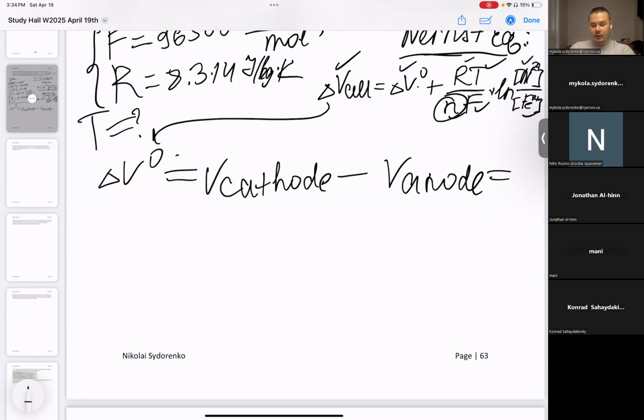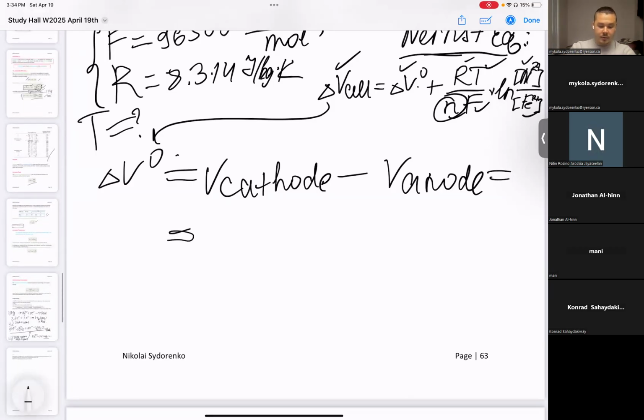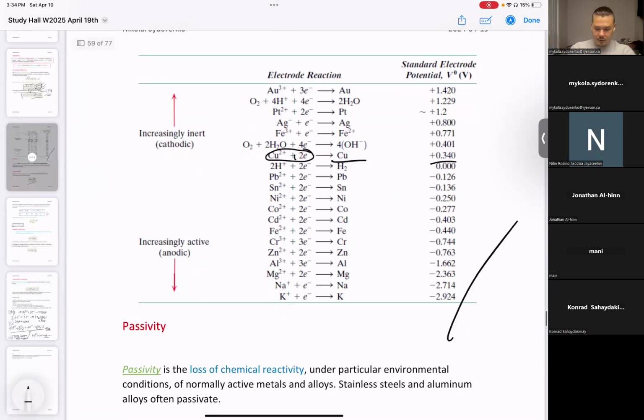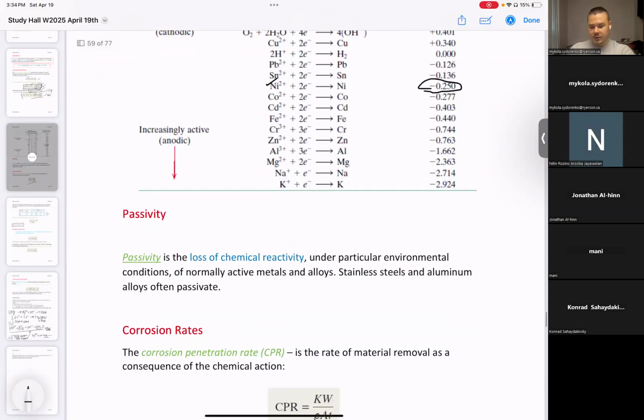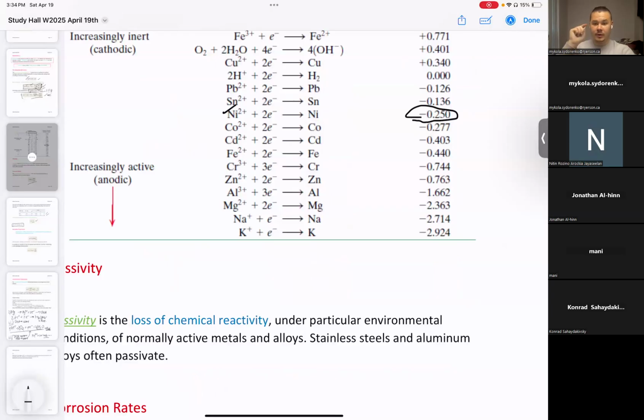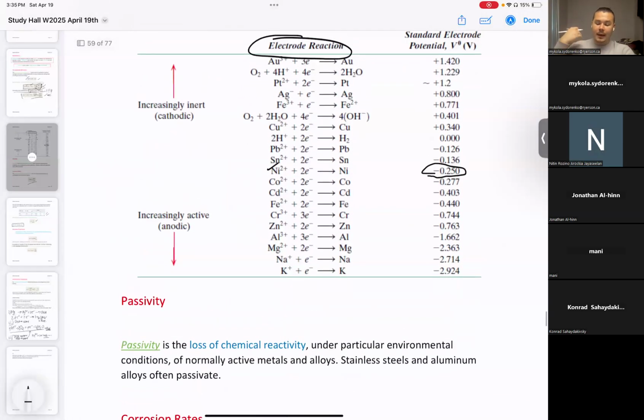Now let's go to the table and identify. I'm going to show you how to use the table. What are we given? We have nickel and iron. If you scan the table on electrode reaction, you can find nickel situated right here. Note that nickel has the voltage of negative 0.25. Please don't forget the sign. The sign matters a lot because the table shows how susceptible the elements are to giving electrons out. This defines how cathodic or anodic your element is.